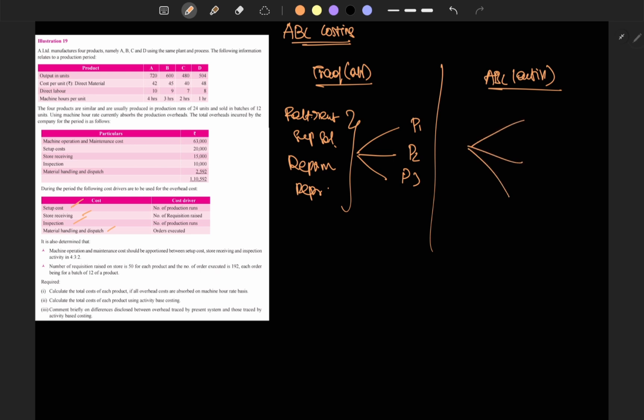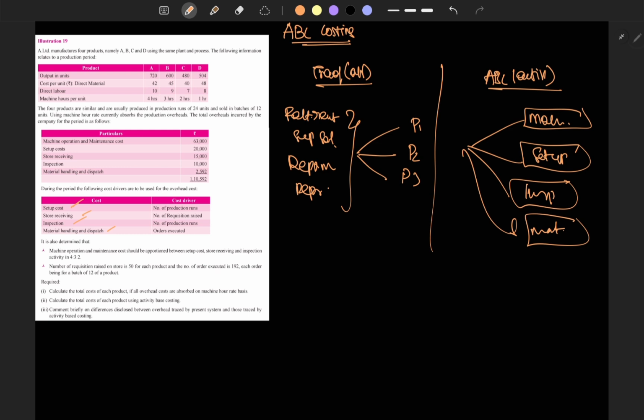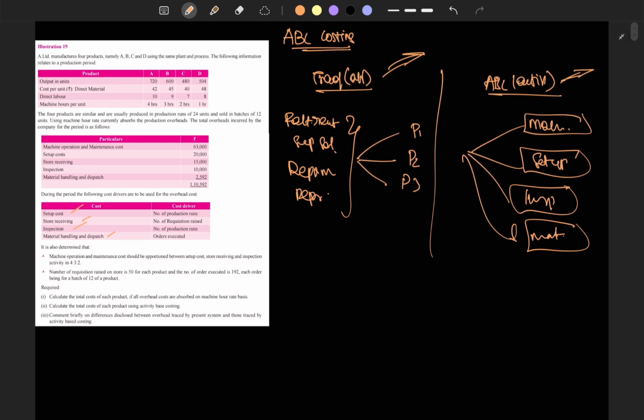In the same way, we are apportioning these overheads into machine run activity, setup activity, inspection activity, and material handling or dispatch activity. That's how we have segregated our overheads, apportioning them on an activity basis. This is the only difference, and it goes deeper. The traditional method is a surface level overhead apportionment. This is a deeper level overhead apportionment. That's the only difference with ABC costing.